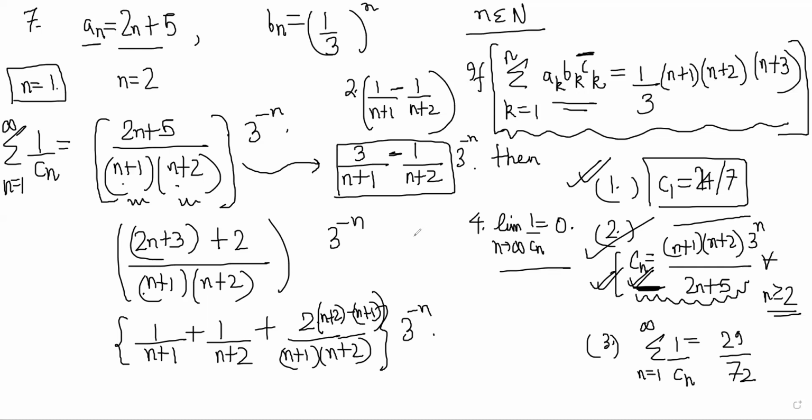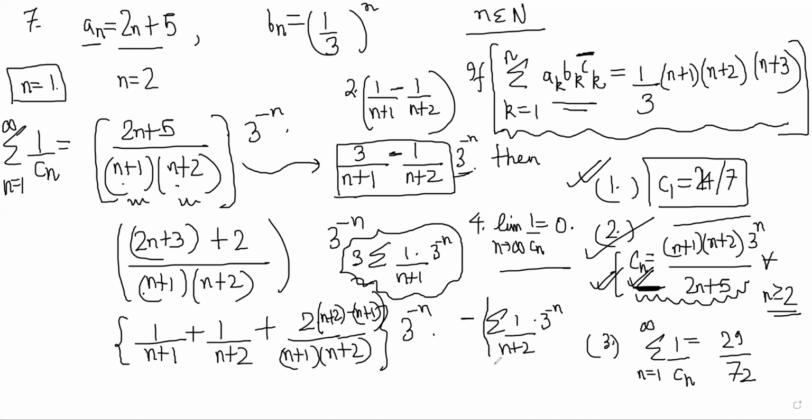So this is becoming like an HP and a GP combined, right? Something like that. So separate it out. You have two different summations. One is 1 by n plus 1 into 3 power minus n, minus the other one, which is 1 by n plus 2 into 3 power minus n, right? Let's try to do these separately, this one and this one separately.